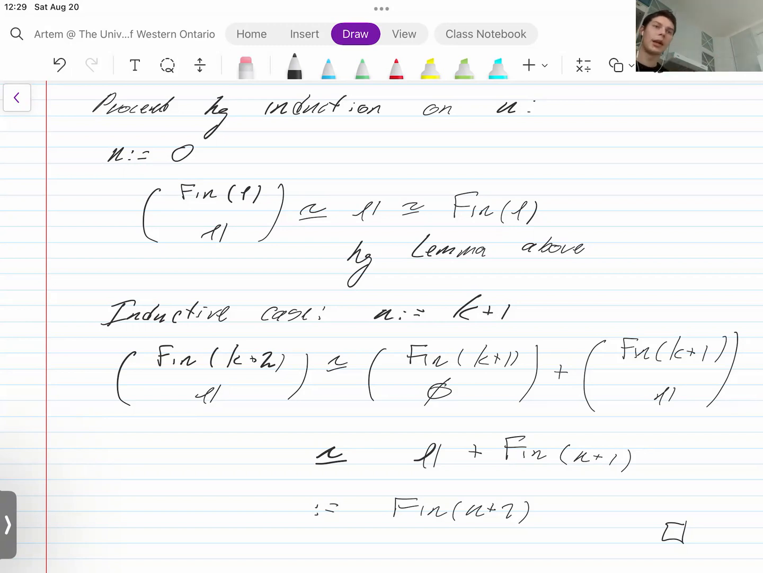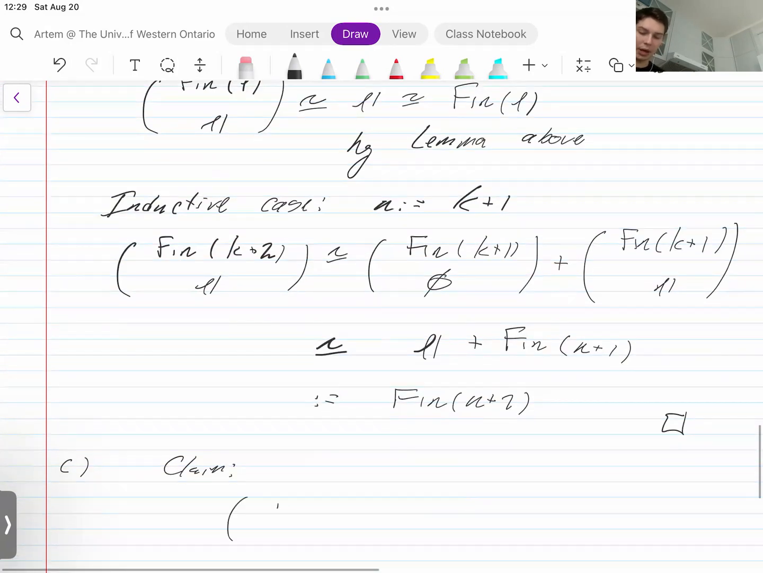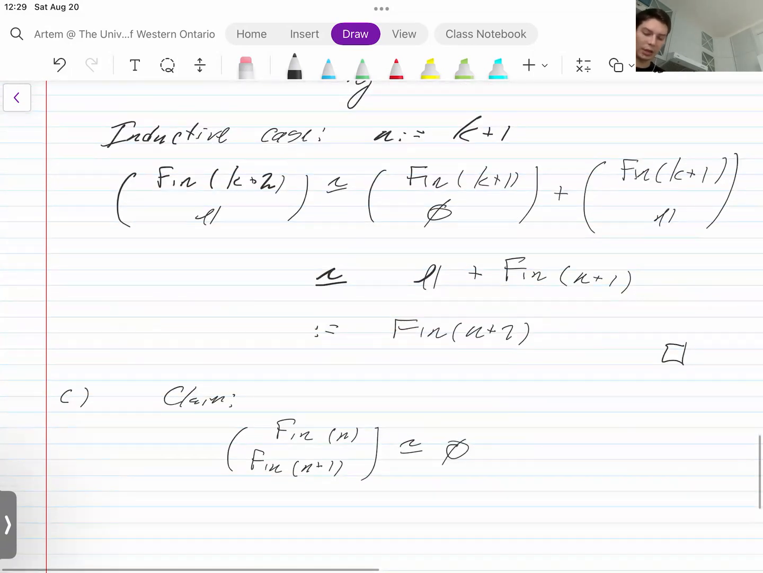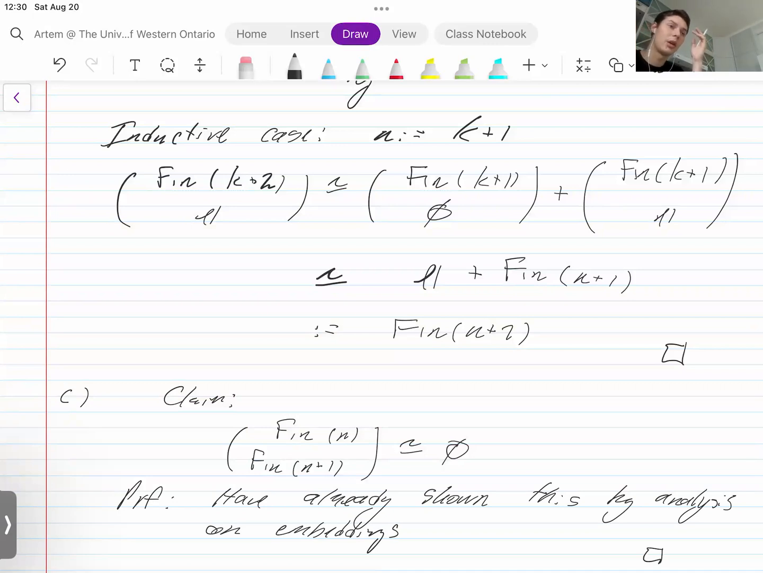Okay. And of course, problem C is that we claim that for any n, the finite set of n elements, from that choosing the finite set of n+1 elements is empty. But we have already shown this by analysis on embeddings. Okay. So with this, we're done with the problem.